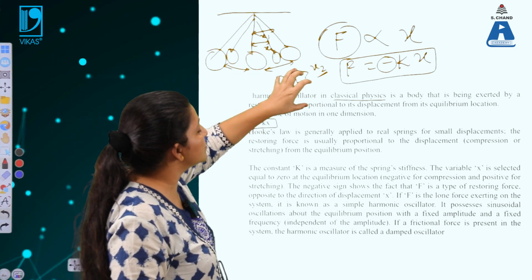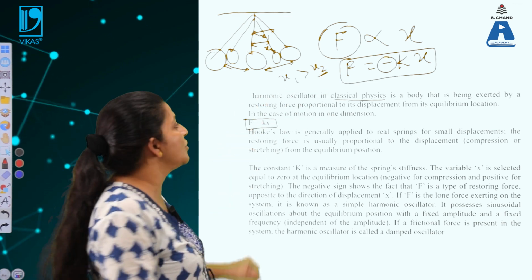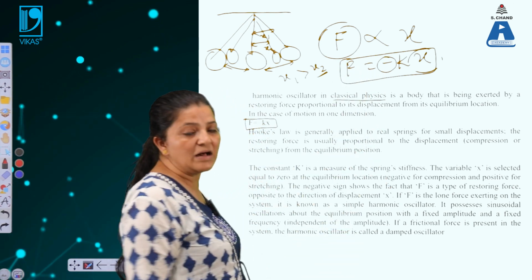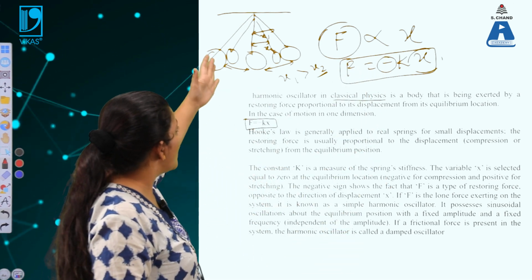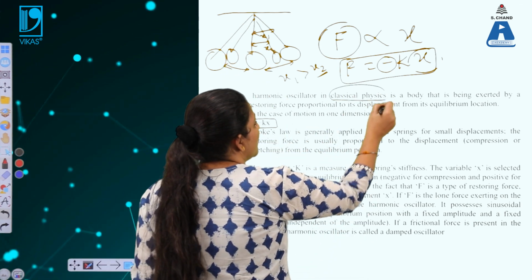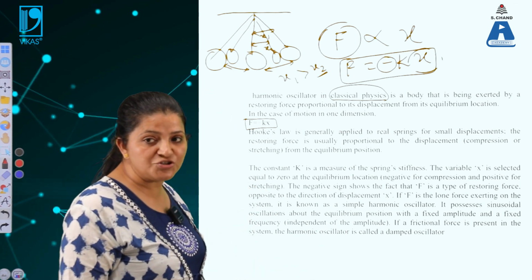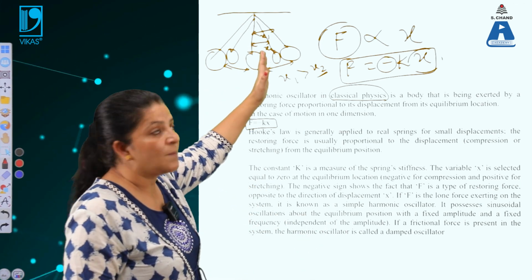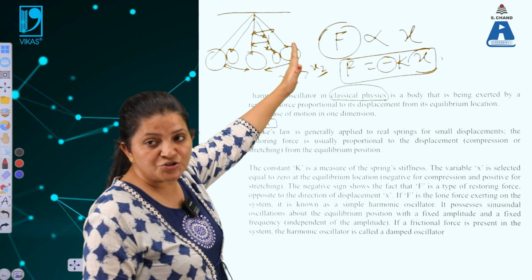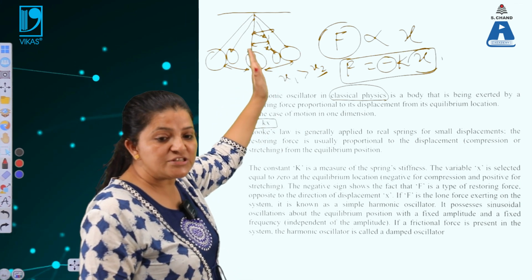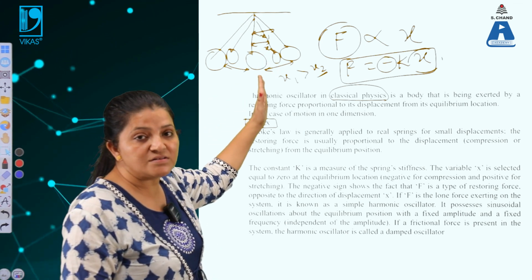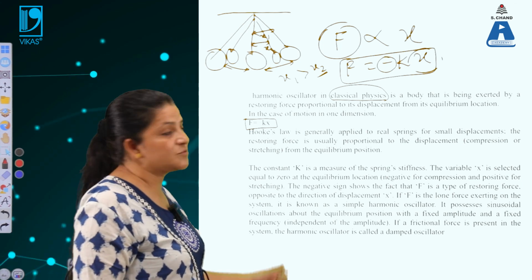Then the restoring force also becomes 0, because when the displacement is 0, the restoring force vanishes. So according to classical physics, when the body oscillates about its mean position, it never comes to rest. But quantum mechanically, when the body oscillates about its mean position, due to the restoring force acting in the opposite direction, after some time the displacement decreases and the body comes to rest.